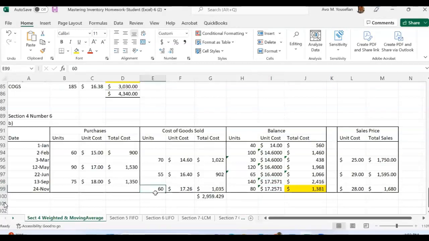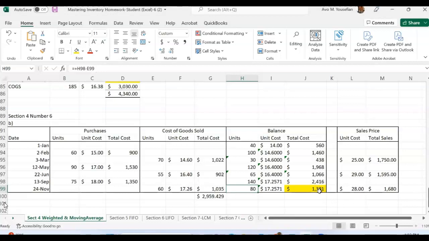Then you sold 60 units times average cost 17.2571 gives us cost of goods sold of 1035. 60 units times $28 gives us the sales price of 1680. And the leftover is equals to 140 here less 60 sold. That's 80 units left, and that's the formula.